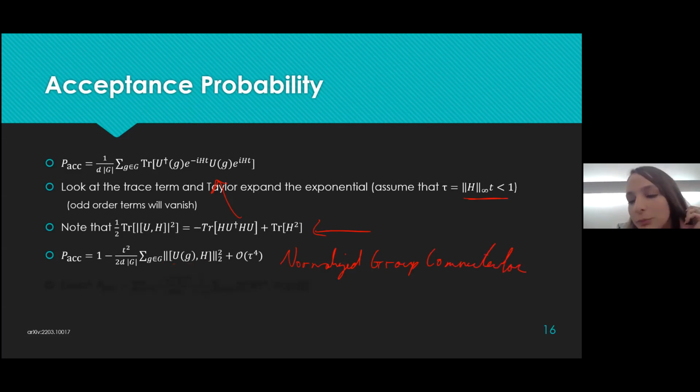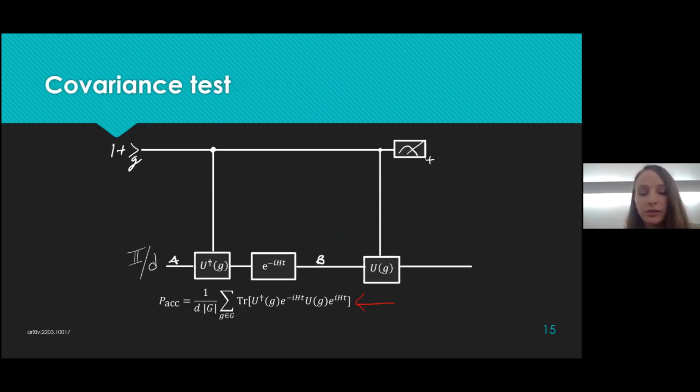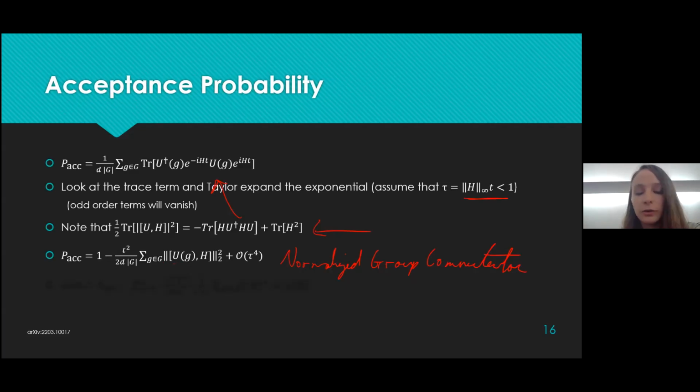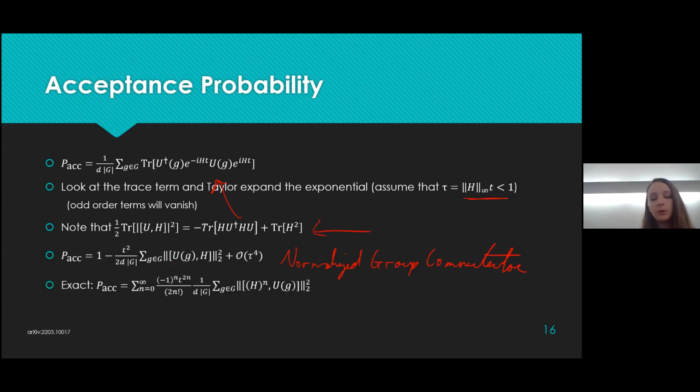I'm trying to write that out, but my handwriting is atrocious, and I apologize. So we have a way now in this rather simple algorithm to estimate the normalized group commutator efficiently. And so now we celebrate because that's indicative of symmetry. But maybe you had a problem with the fact that we truncated it. You know, we stopped at the first order in t, and you're like, what is the exact acceptance probability to higher orders? Well, we figured that out as well.